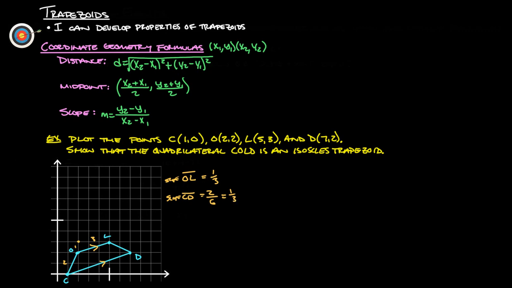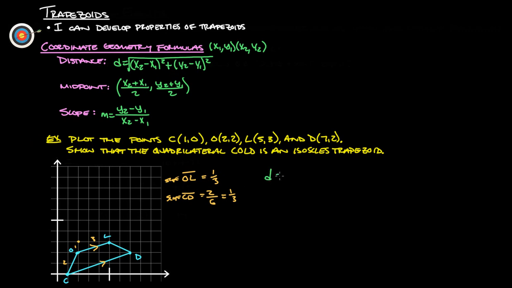Okay, and then let's show that the lengths CO and LD are the same. We could use the distance formula on that. Let's just go ahead and do that.